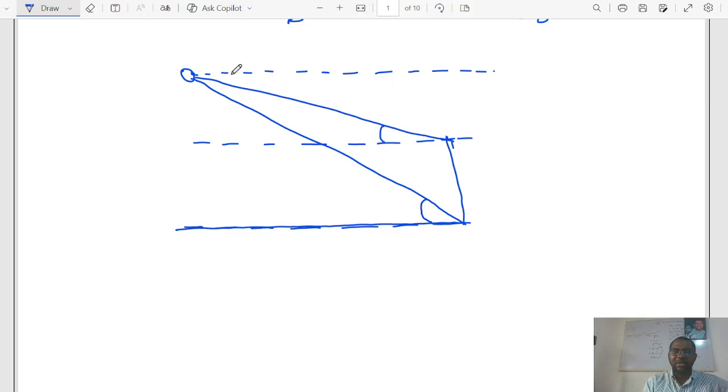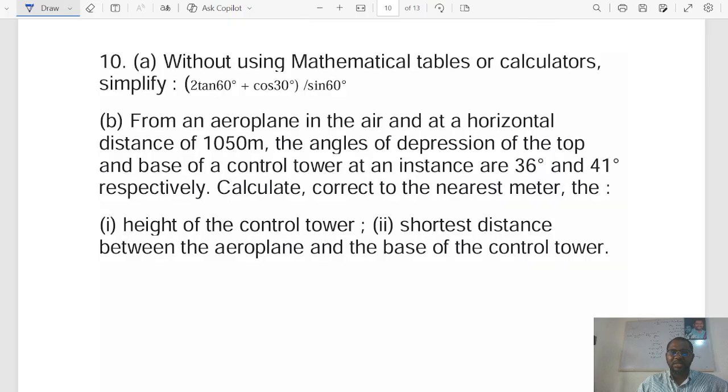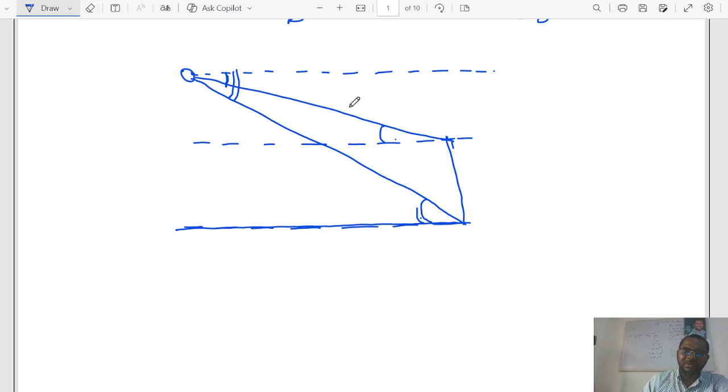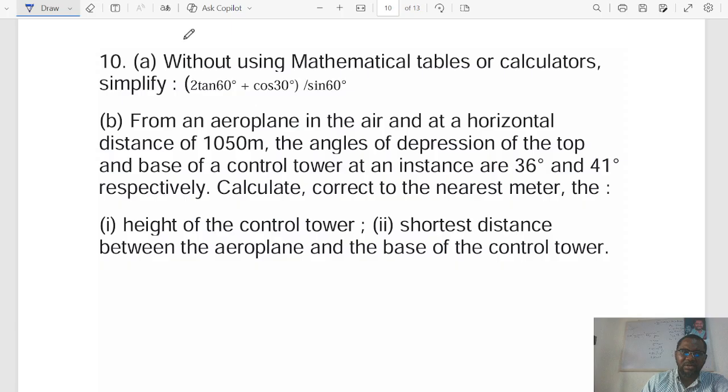The angles of depression are actually this angle here and this bigger angle here. But this angle here is alternate to this, that's why they are equal, and this bigger angle here is alternate to this, that's why they are equal. So the smaller angle, based on the question, is 36 degrees, while the other one is 41 degrees. So I'm going to write here 36 degrees, and here 41 degrees. And we are given that the horizontal distance, this is the height of the plane to the ground, and the horizontal distance based on the question, from an aeroplane in the air at a horizontal distance of 1050 meters.